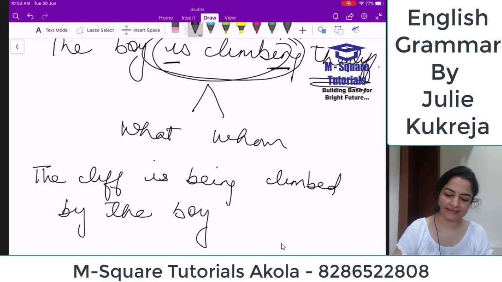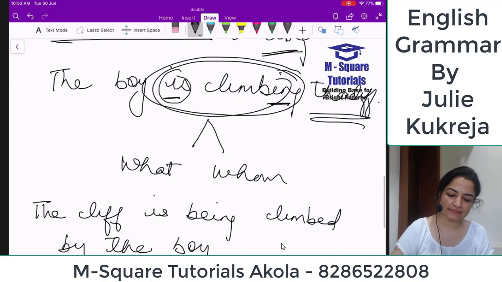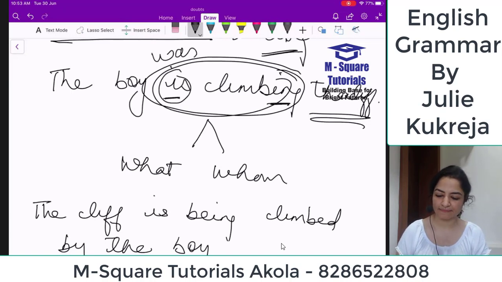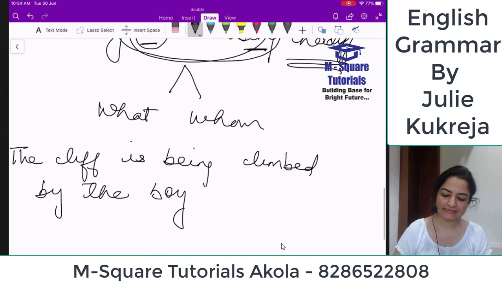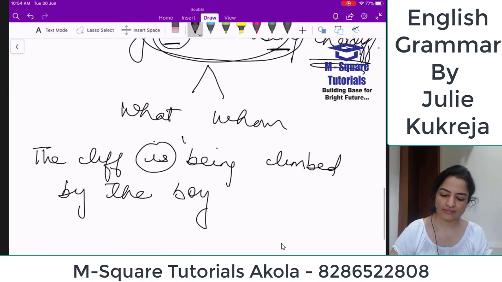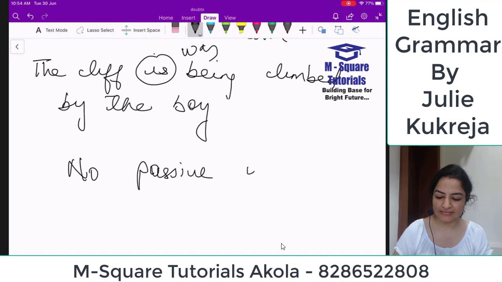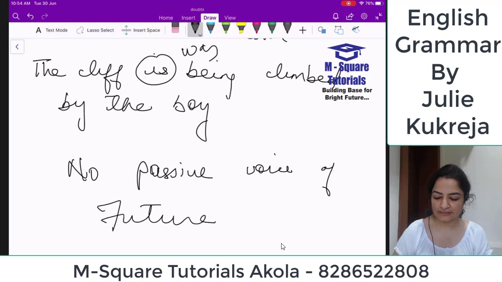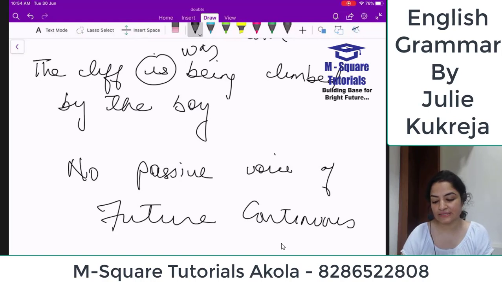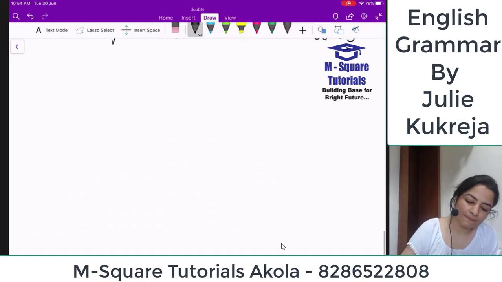Simple. If the sentence is past continuous, was climbing, then you have to replace is by was. And no passive voice of future continuous. As I have already mentioned that there are 12 tenses, but the voice can be made or transformed only of 8 tenses. Now the next comes perfect.